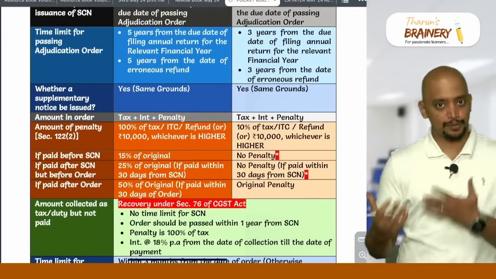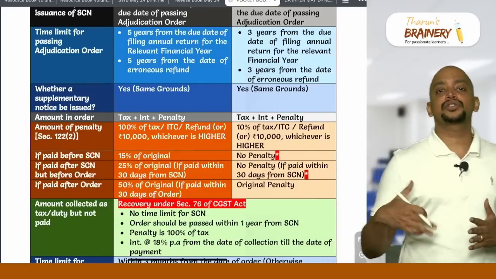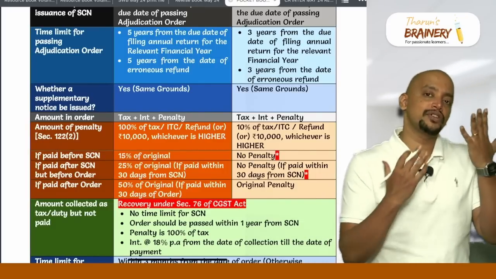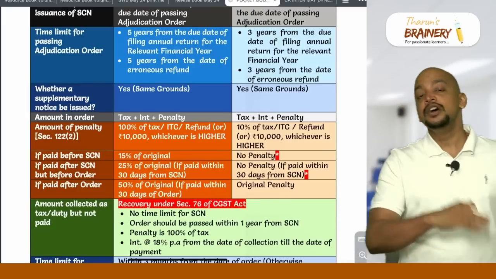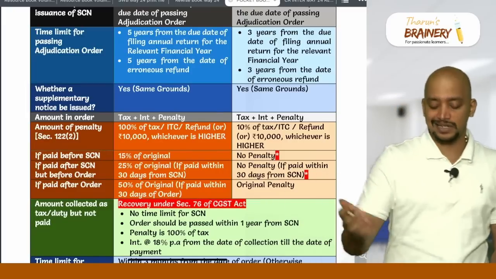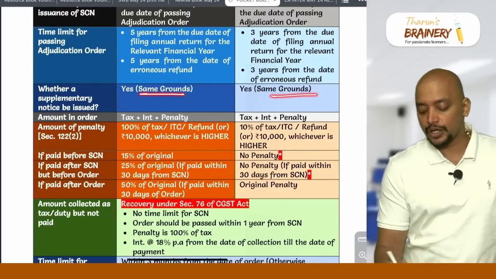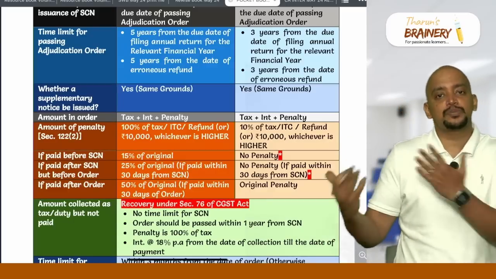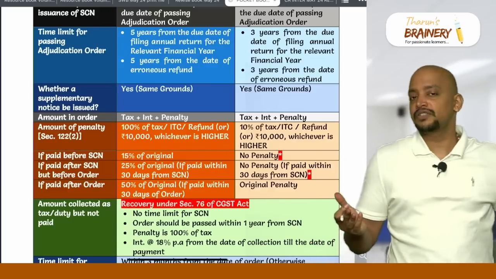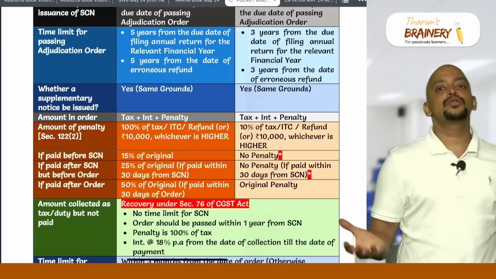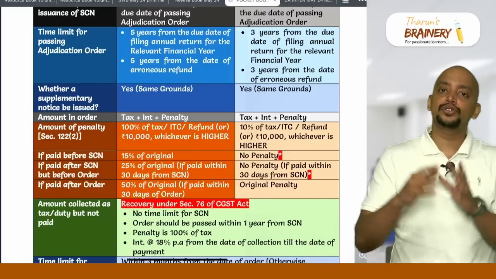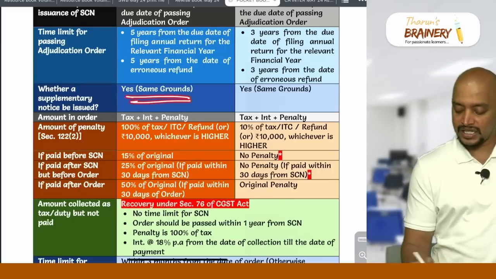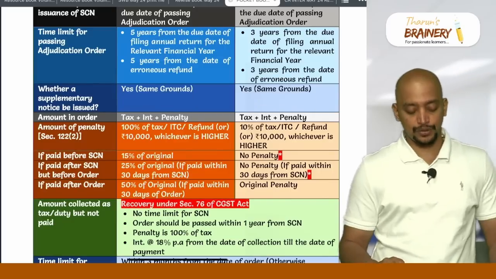Supplementary notice is for the purpose of giving an additional annexure to the regular notice. For example, already for one particular financial year notice has been given, and for a subsequent financial year also the same mistake is committed, same grounds. Okay, it should not be different grounds. So rather than giving a new notice for the subsequent year, for the notice which was already given for the previous year, an annexure will be given, so that for these two financial years, a single order can be passed. So that is the objective. So if it is the same grounds, a supplementary notice can be given.